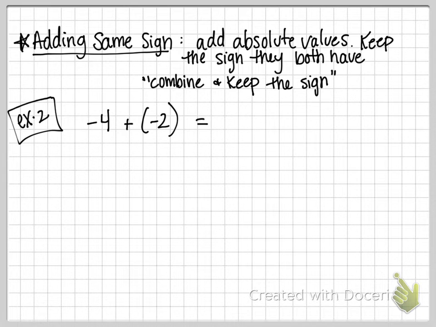-4 plus a -2. Our rule says that we just add the absolute values of each number, right? So we sort of ignore the signs, add the absolute values, and keep the sign. So what this would really be is we would say the absolute value of -4 is 4. The absolute value of -2 is 2. And we would keep the sign. So this is going to end up being a negative number. So my final answer would be what, Nicholas?